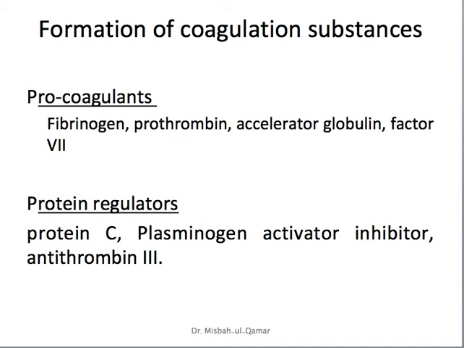Liver also makes protein regulators of coagulation and the fibrinolytic pathways. And these regulators include protein C, plasminogen activator inhibitor, and antithrombin 3.